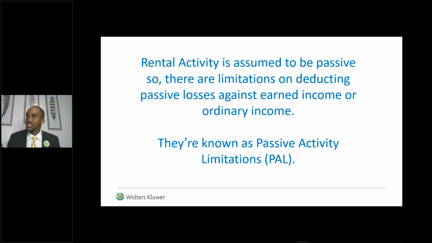So rental activity is assumed to be passive. So there are limitations on deducting passive losses against your earned income. They're known as passive activity limitations, right? PALs is what we call it. And that's the old Form 8582. That 8582 is pretty common. That's where your PALs, your passive activity loss limitations, actually add up, where they're actually stored. So let's walk through this a little bit here.